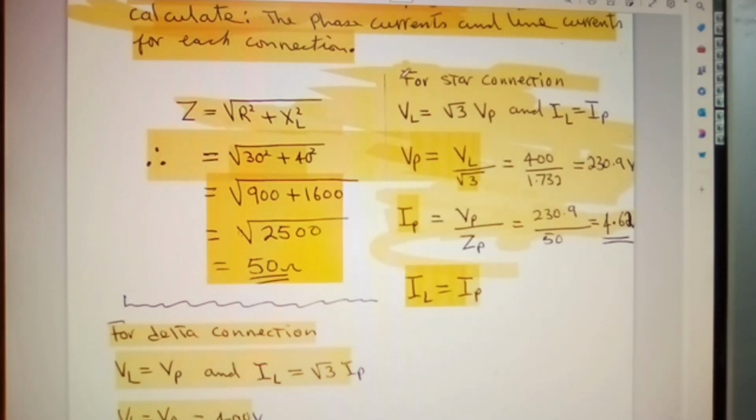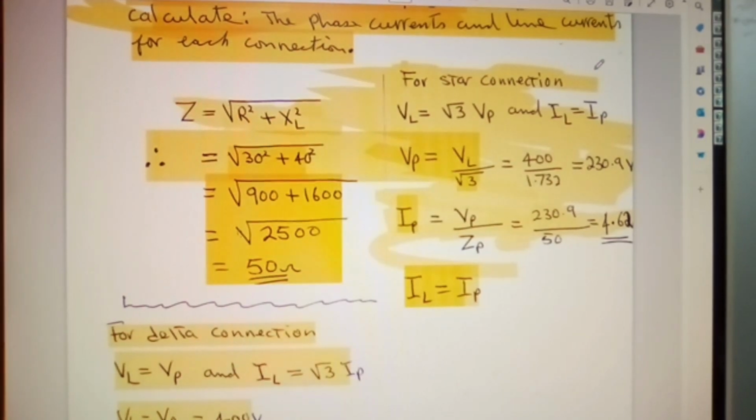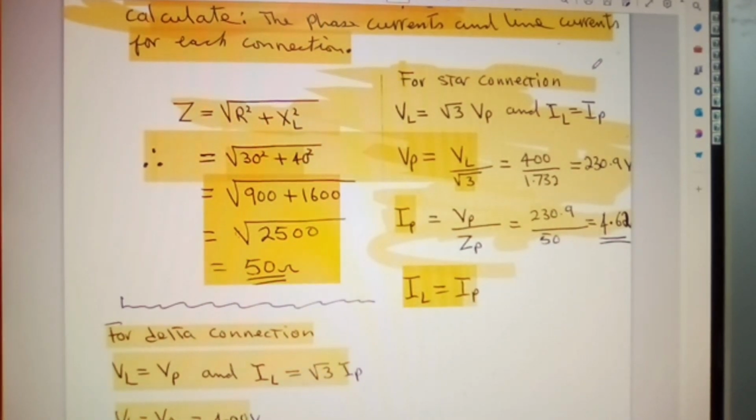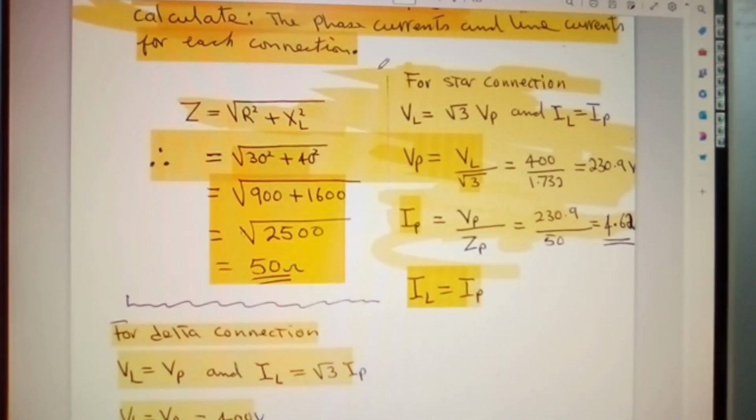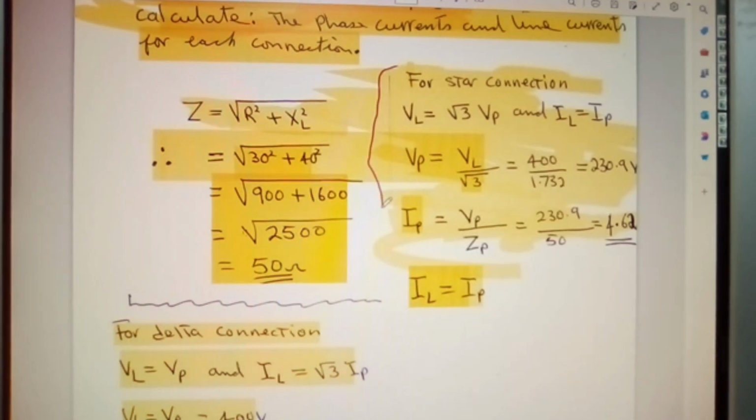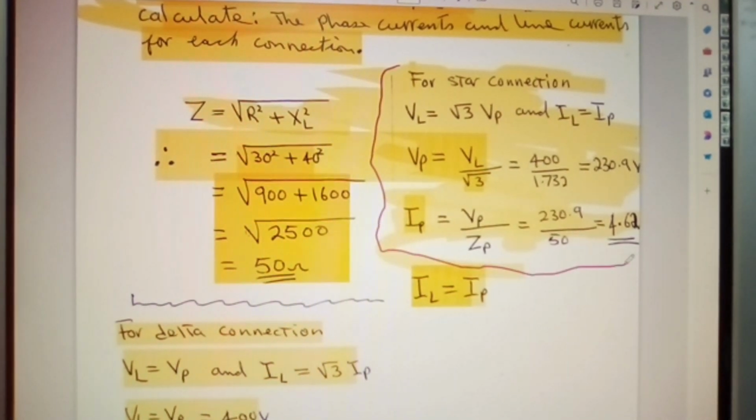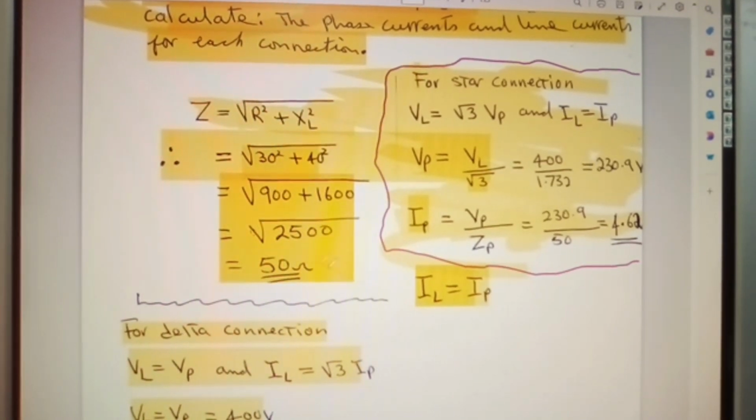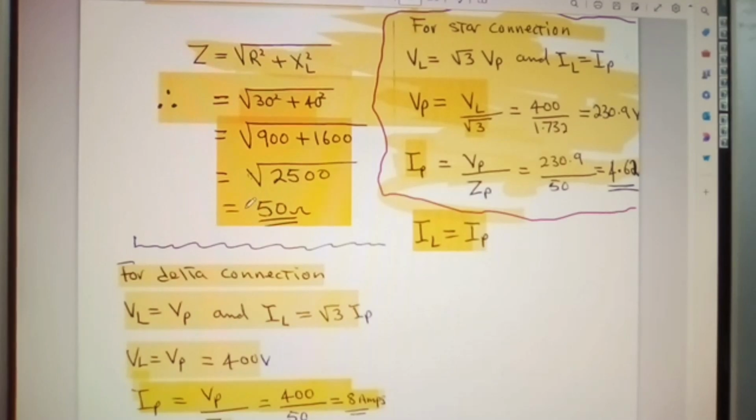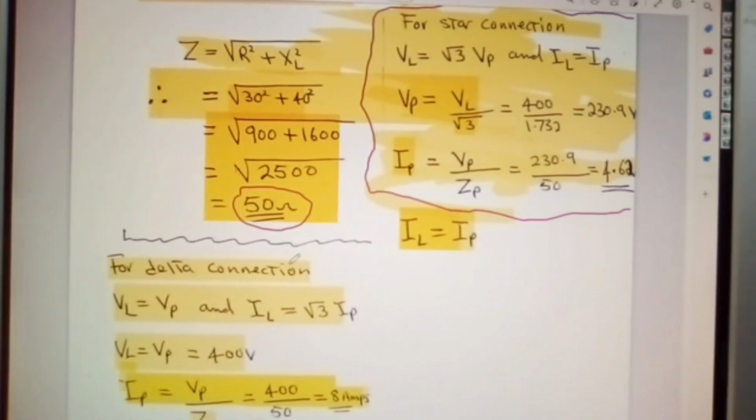Now here we have the star connection. We have the impedance, which is what AC current sees when it's traveling through a circuit. This here, you can see, is 50 ohms. It's Z, and somewhere along the lines here, you will be asked for Z, I'm sure.